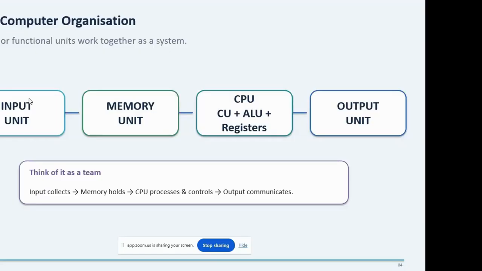After processing, what happens? Again, the output is displayed in the output unit. For example, now I am showing you the presentation which I have prepared. So you are seeing it through the screen. So that screen becomes your output unit. For example, you are hearing the songs, right? The speakers become your output unit.